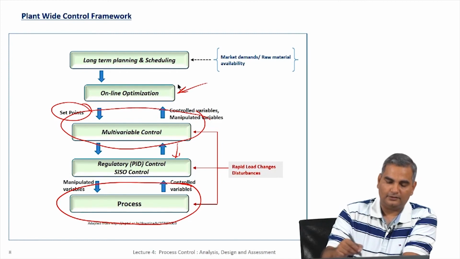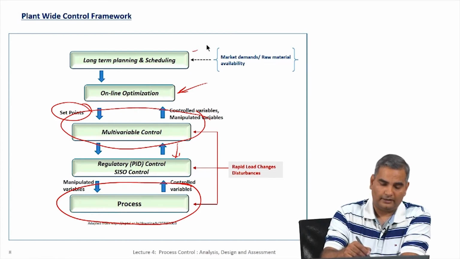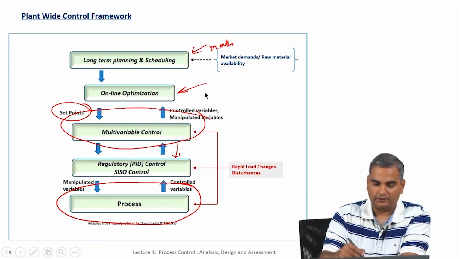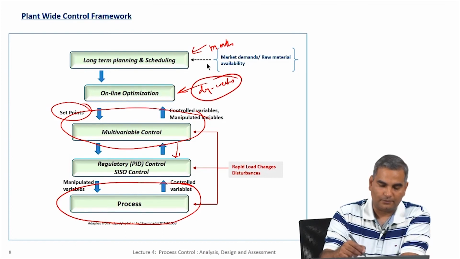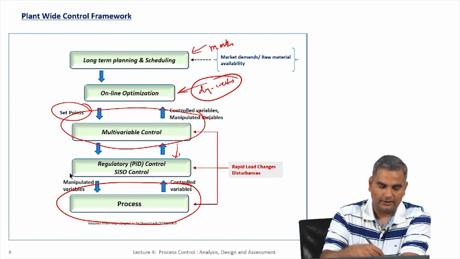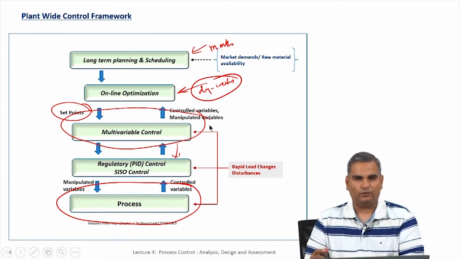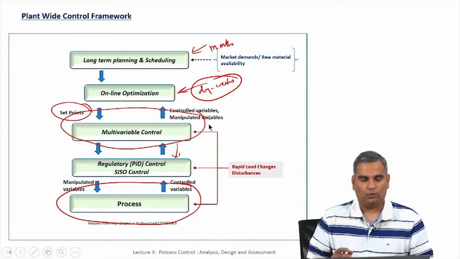And this itself could have information from long term planning and scheduling. That is more at the level of planning for, let us say, months, and then this online optimization could be at the level of days to weeks. These computations tell you what set points you want for your many control variables, and those get passed on to the SISO control loops, and this whole set of multiple SISO control loops work in tandem to control the process so that it is very profitable. So, this is the overall picture of plant wide control.